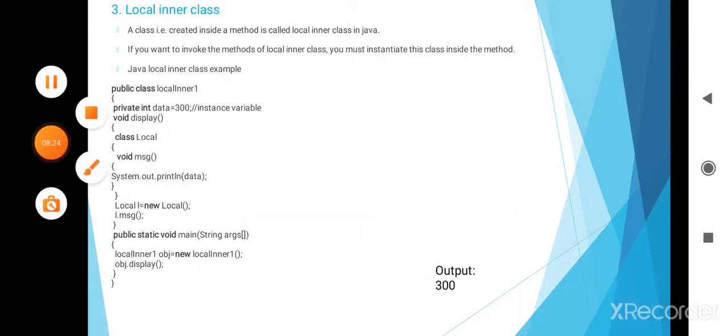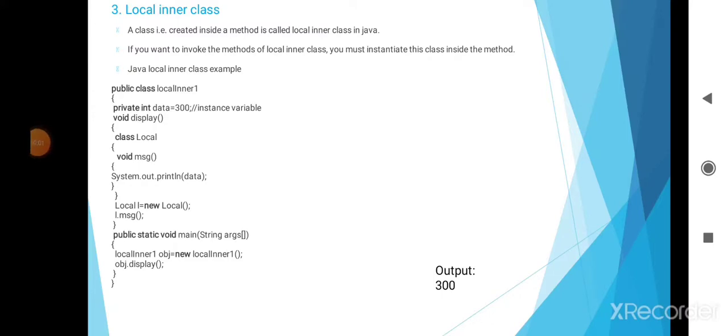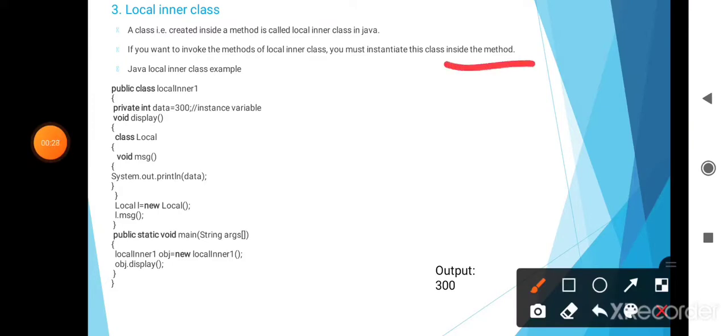Then third is local inner class. A class that is created inside a method is called a local inner class in Java. If you want to invoke the method of a local inner class, you must instantiate this class inside the method. For example, public class LocalInner1.